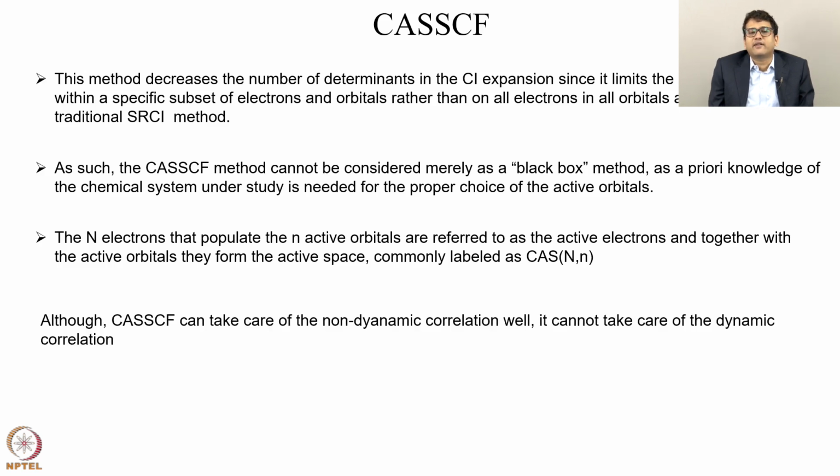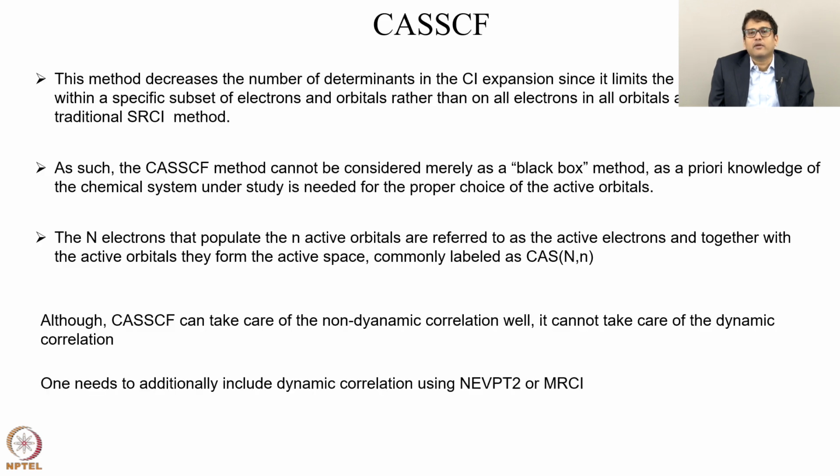Although CASSCF can take care of the non-dynamic correlation well, it cannot take care of the dynamic correlation unless you are using a very large CAS. And actually what I was discussing, if my molecule has a total of 5 orbitals and, let us say, 5 electrons, if I do a (5,5) CAS, in that case it will be the same as a full CI. So, if you make all the electrons and all the orbitals active, you can get a full CI result. And sometimes people use CASSCF calculations to get full CI numbers just to cheat the code.